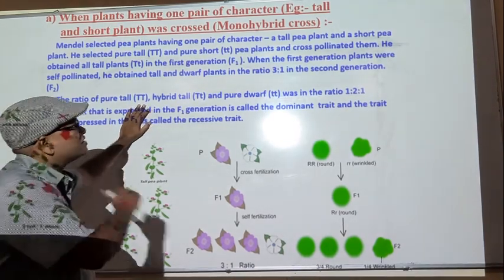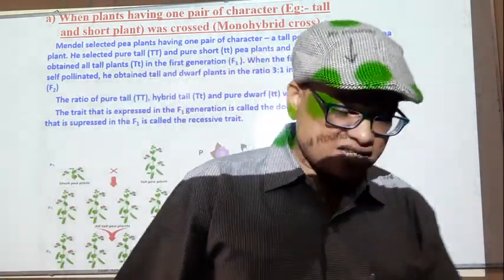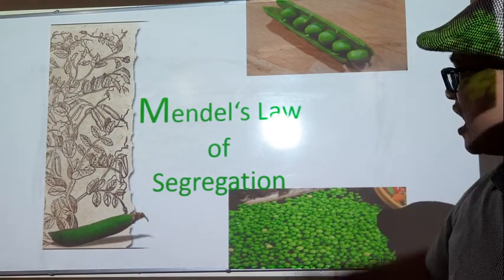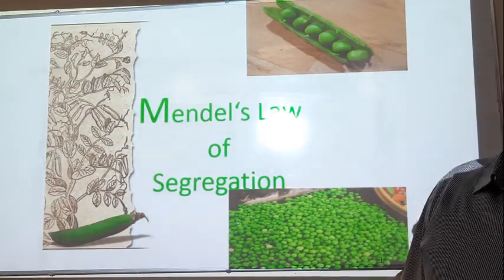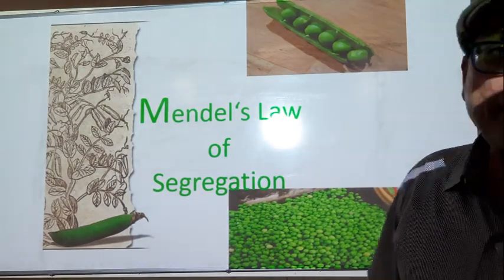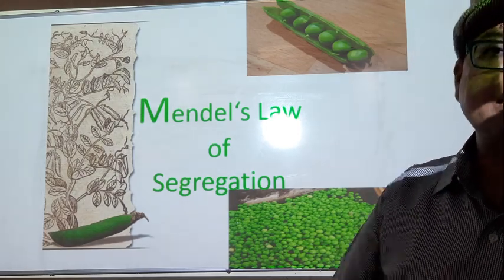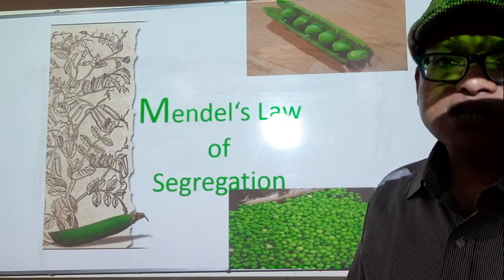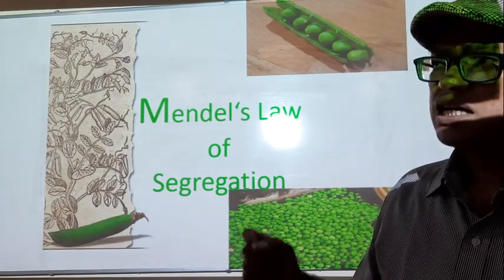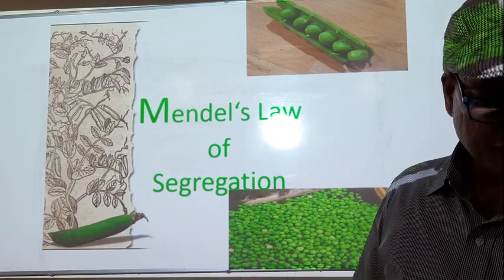The second law is called the law of segregation, Mendel's law of segregation. This law is also called the law of purity of gamete. Actually, Mendel's law of segregation is also considered a universal law of genetics, because it has no exception. It is implemented for each and every organism.